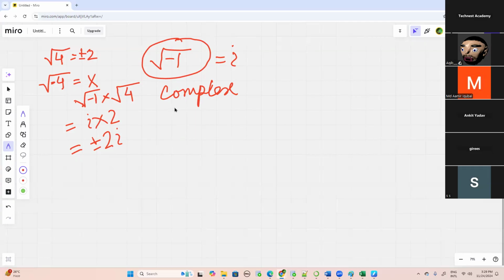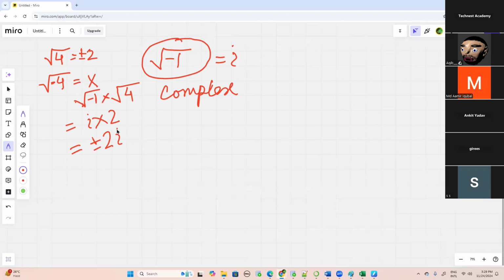Okay, clear? Yes, sir. So whenever you have root of minus, no number exists in this world which can give you the value of root of -1. Just to keep it simple, the mathematicians have assumed the root of -1 as i. i means imaginary number, which does not exist. That's why this type of number is known as a complex number.